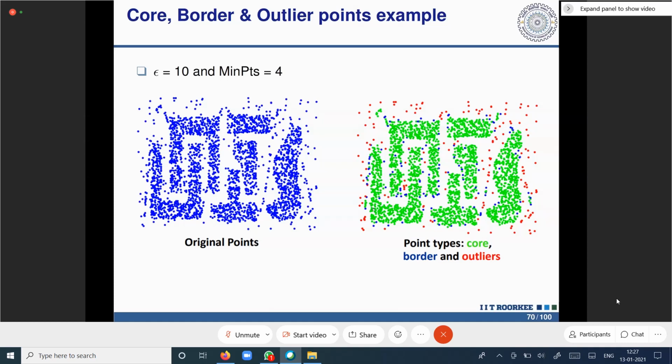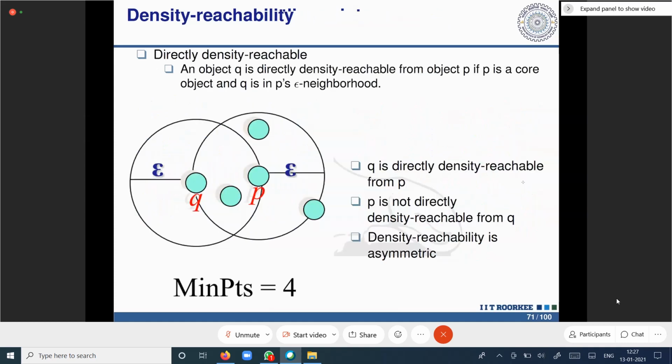So for this data set, which consists of different shapes, and there are lots of noise points also, if we apply this core, border, and outlier labeling here, we can see all the points within the clusters are green ones, which are the core points. The blue ones are the boundary ones, and the outliers, the noise points, are declared as outliers here.